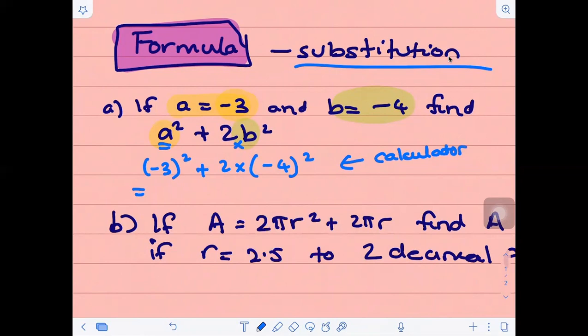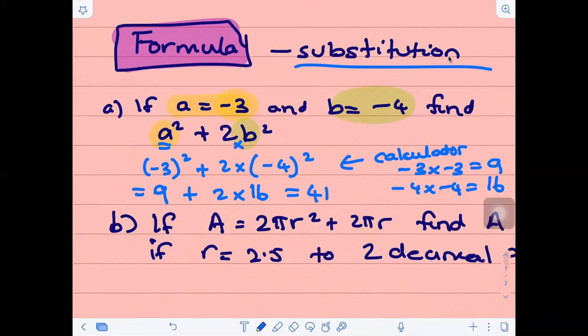If you were calculating it separately, -3 squared, -3 times -3 is +9. -4 times -4 would be +16, because the negative times the negative is a positive. And then if you just do 9 plus 2 times 16, you end up with 41, and that's your answer.